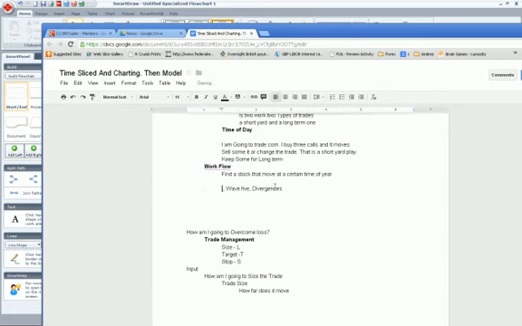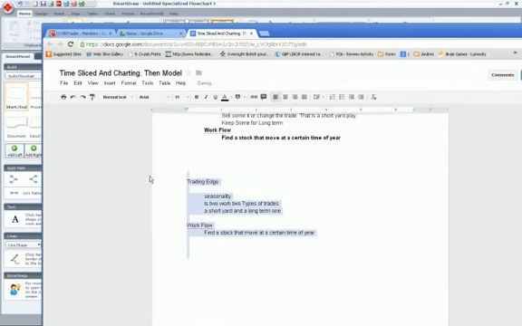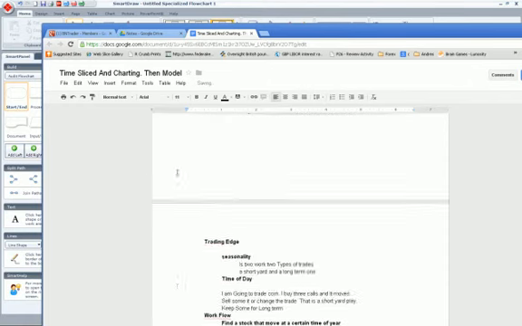Okay, so workflow. Find stocks that move at a certain time of year. Okay, that's what we're going to do. We're going to find stocks that move at a certain time of year. We're going to get into it. Now, this how to overcome loss, we already put that up there. We already got the trading edge. Looks like we had pasted this in here twice.